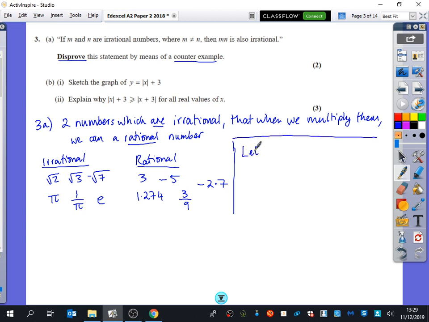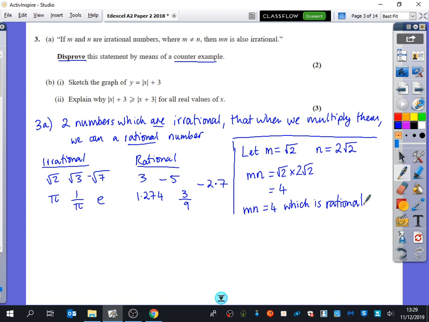So I'm going to let m equal, I don't know, why don't I let it equal the square root of 2? Maybe n could be 2 root 2. Here, clearly, root 2 and 2 root 2 are not equal to each other, so we've kept that bit true. mn is equal to root 2 times 2 root 2. Well, 2 times root 2 times root 2 is just 2 times 2, which is 4. mn is equal to 4, which is rational.